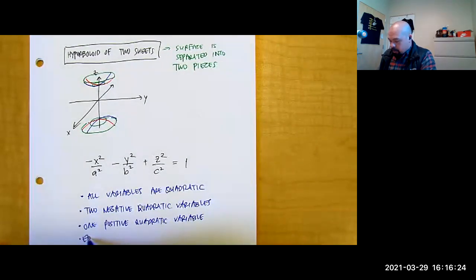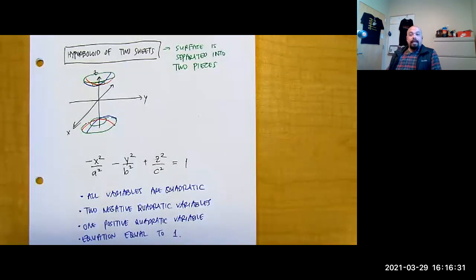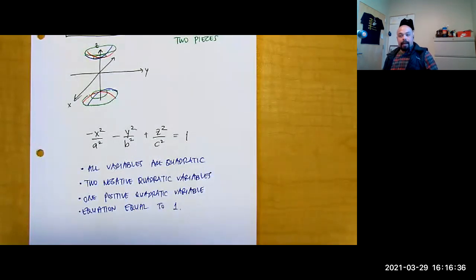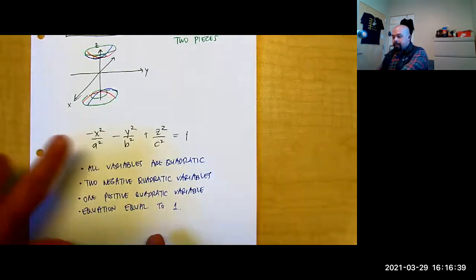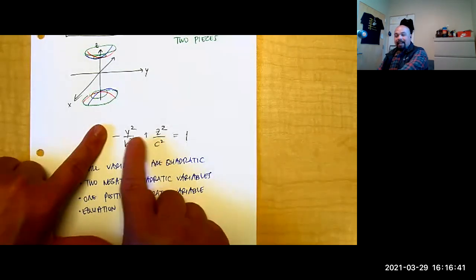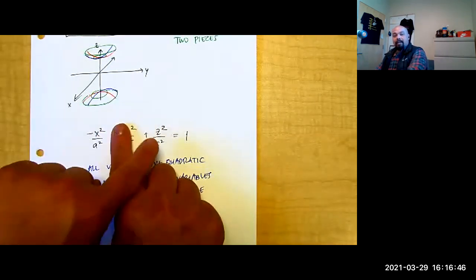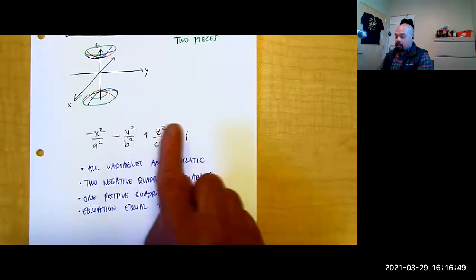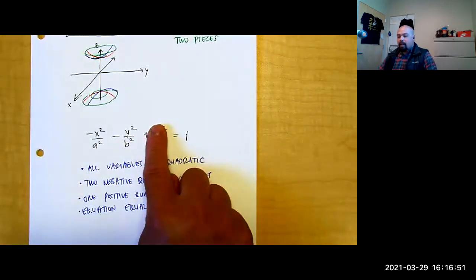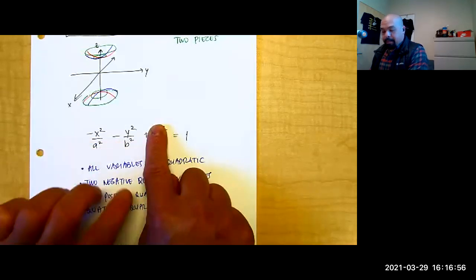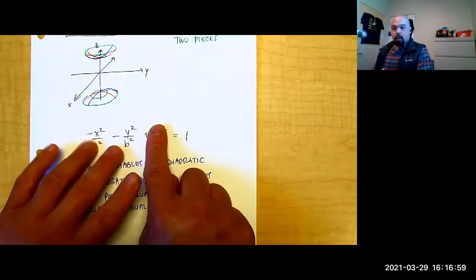And then again, our equation is equal to 1. Right? So in that case, we'll see those two negatives. And so when we start to think about those traces, right? One positive, one negative, that's going to be a hyperbola. One negative, one positive, right? Another hyperbola. But then we start to see here with these negatives, these both share the same sign. This is going to be like an ellipse. But because it's negative, it's going to be a little bit different.